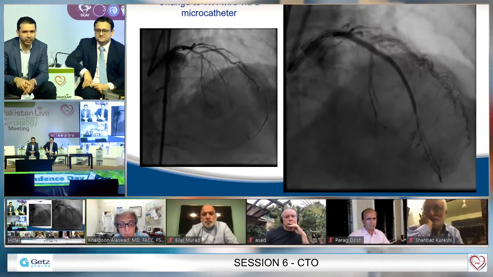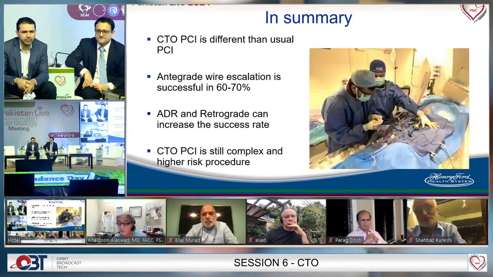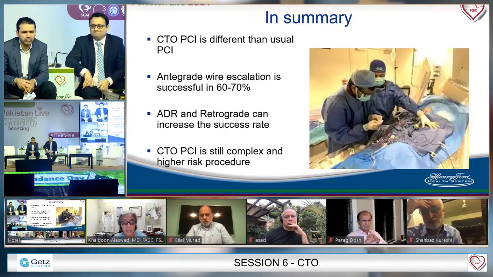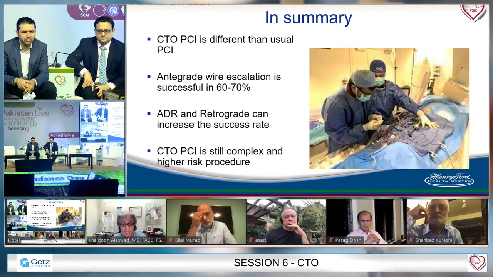In summary, CTO PCI is different. Antegrade wire escalation is successful 60 to 70% of the time. ADR and retrograde can increase the success rate. CTO PCI is still complex and unfortunately still higher risk.